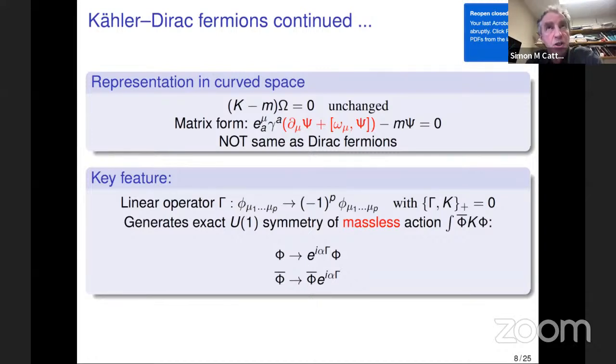quasi-chiral symmetry. It's not the usual chiral symmetry. In some texts, you'll find it called a twisted chiral symmetry. It's not the usual guy, but it acts in a similar way. It anticommutes with K, and so I can write down what looks like a chiral transformation on the Kaehler-Dirac fields, all right? And that's going to be key for what we talk about later.